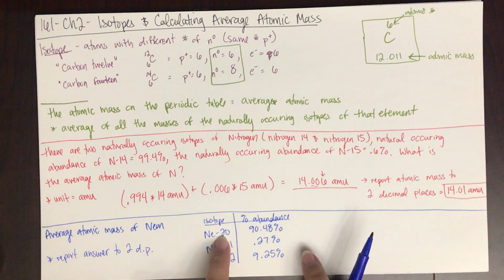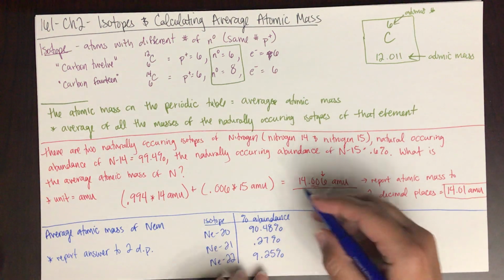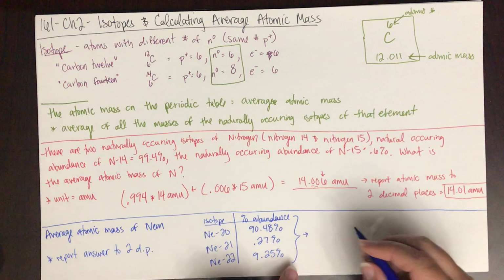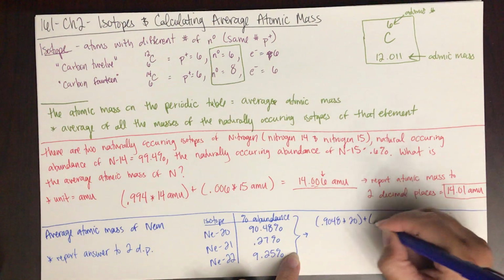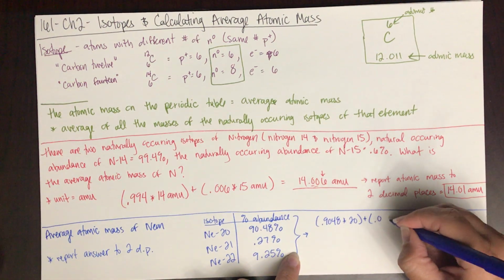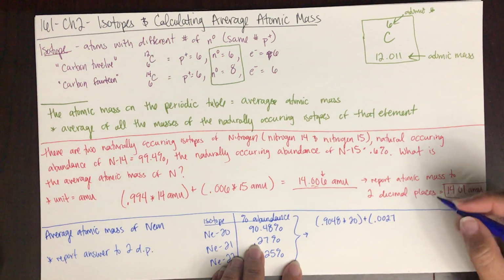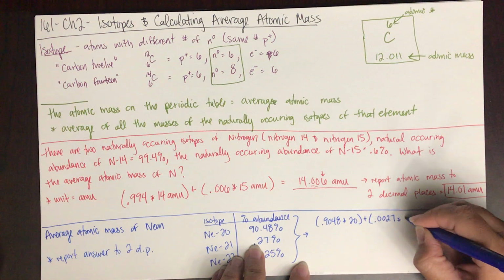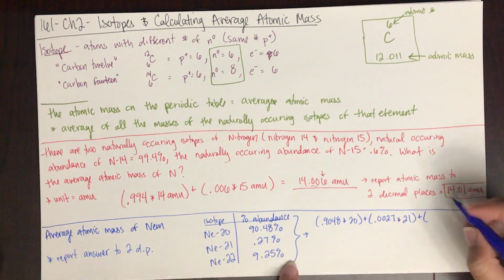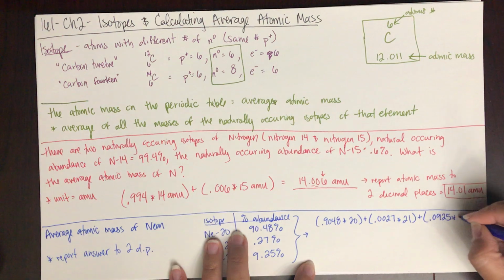Okay, so I'm going to do the same thing. I'm going to take the mass, I'm going to multiply it by the percentage. Remember to convert the percentage to a decimal by dividing by 100. So that's what I'm going to do here. I'm going to say 0.9048 times 20 plus 0.0027, 0.27%, yeah, 0.0027 times 21 plus 0.0925 times 22.